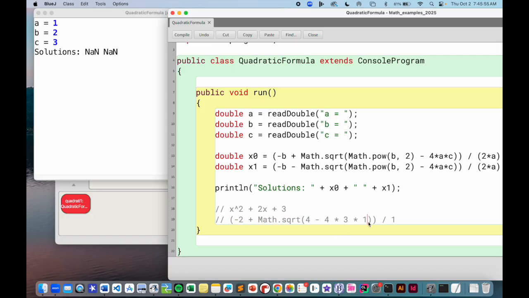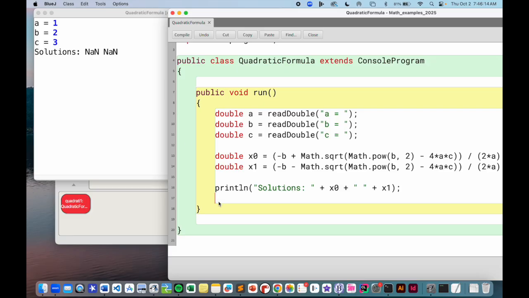Isn't this going to be an issue? What I am doing here is square rooting a negative number, which we know in math we're actually not allowed to do. So when I get this not a number, what's actually happening is that this is an imaginary root. And Java doesn't know how to handle imaginary numbers, so it just gives you this.